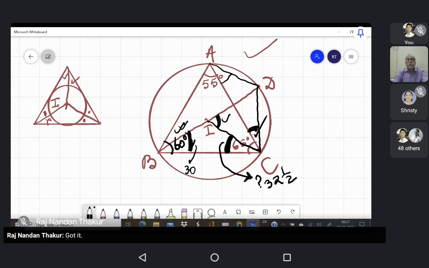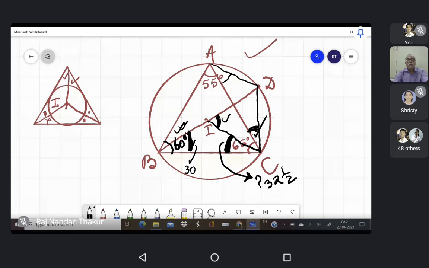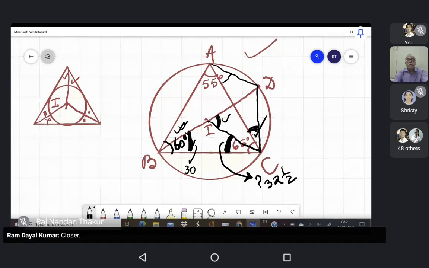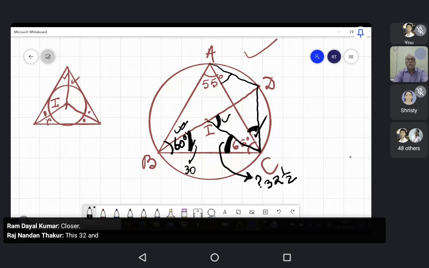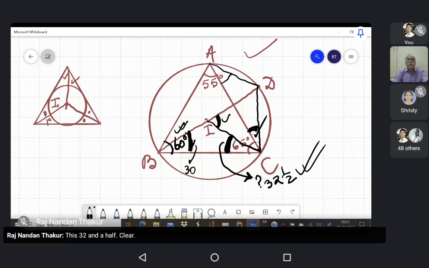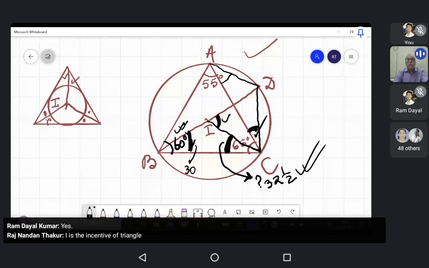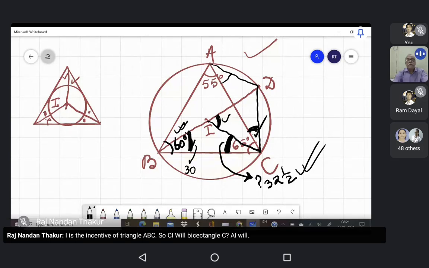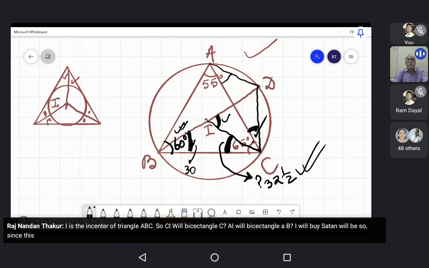Got it? No, sir. This 32 and a half, are you clear? Yes, sir. I is the in-center of triangle ABC. So CI will bisect angle C, AI will bisect angle A, BI will bisect angle B. Since angle C, the whole angle, is 65, half of that is 32 and a half. Clear? Yes, sir.